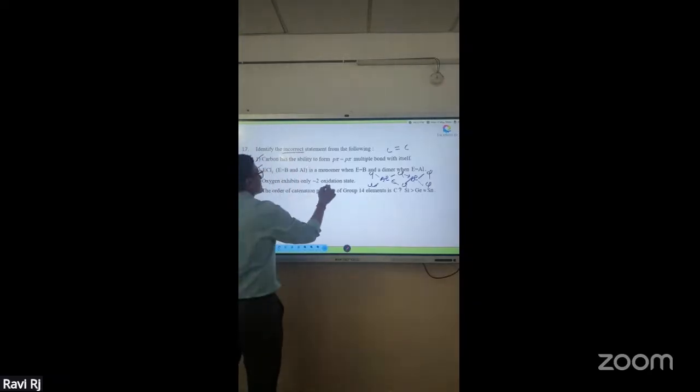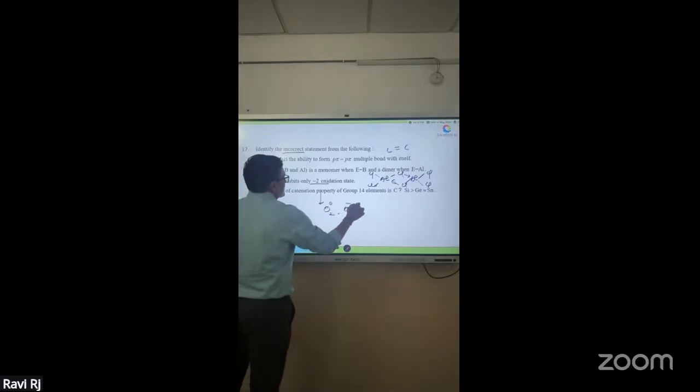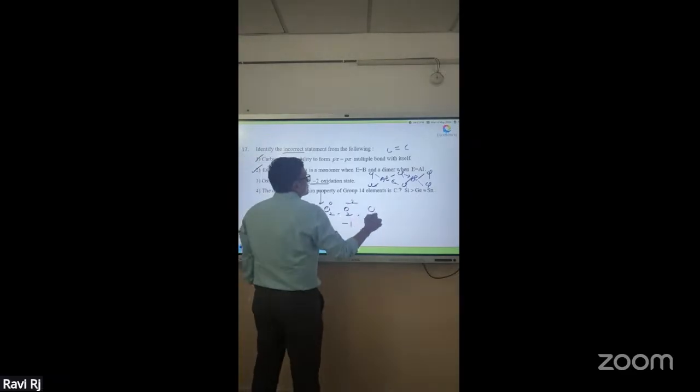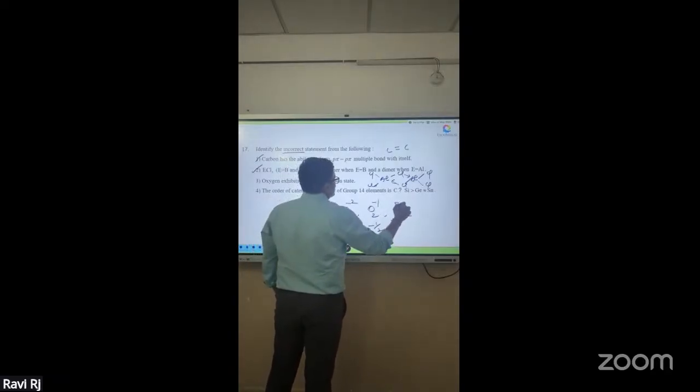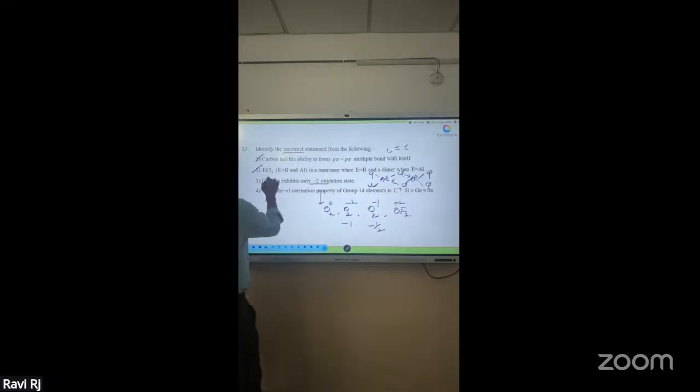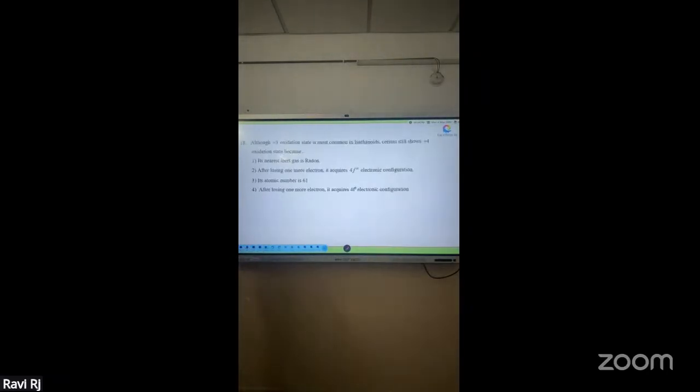Oxygen exhibits only -2 is the wrong answer, because in O2 it is 0, in O2 2- it is -1, in O2 - it is -1/2. In OF2 you can see that it is +2 also. So there are multiple oxidation states that are possible. The incorrect one is option 3.